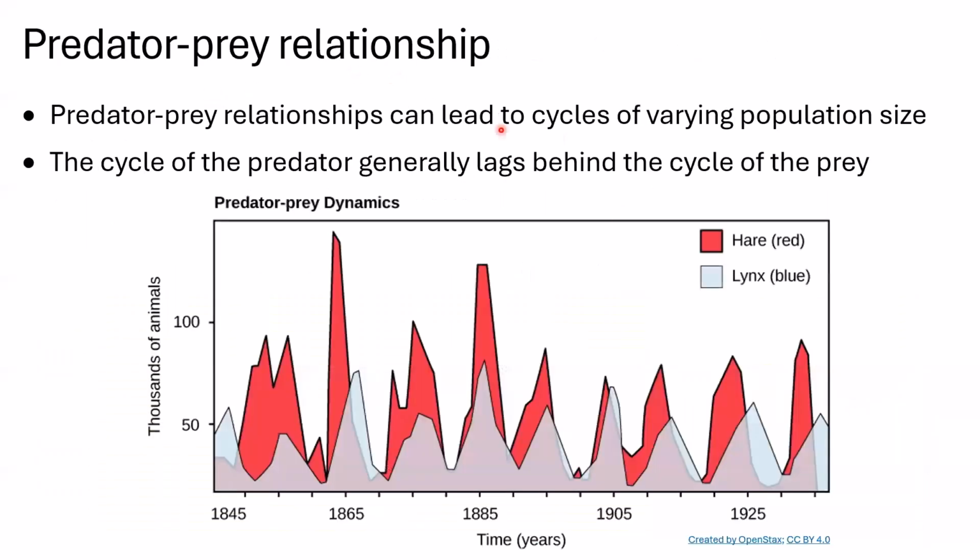Predator-prey relationships can lead to cycles of varying population size. For example, this graph shows the population size of the snowshoe hare over time in red and the lynx over time in blue. Since the lynx eats the hare, an increase in the population of the snowshoe hare means increased availability of food for the lynx. This causes the lynx population to also increase. More competition leads to fewer resources, as more hares are hunted down and their population size dwindles. With less access to food, the population of the lynx also decreases. This allows the hare population size to increase again, and so on. Because of these dynamics, the cycle of population size for the predator generally lags behind the cycle of population size for the prey by a few years.